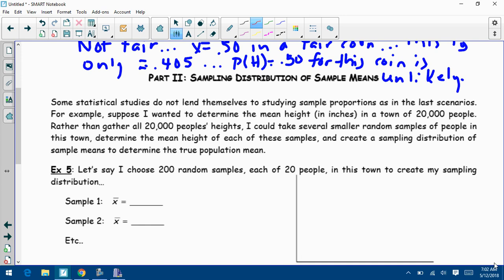Okay, so we've done a lot with sampling proportions. Let's talk a little bit about sample means. It says some statistical studies do not lend themselves to studying sample proportions as in the last scenarios. For example, suppose I wanted to determine the mean height in inches in a town of 20,000 people. Rather than gather all 20,000 people's heights, I could take several smaller random samples of people in this town, determine the mean height of those samples, and create a sampling distribution of sample means to determine the true population mean. So if I've got 20,000 people, it'd be really hard to talk to all 20,000 and ask what their height is. If I did that and averaged all of them together, I'd get the true average height of the 20,000.